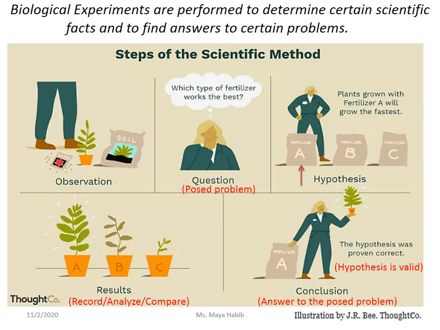In this example, the man has observed that the growth rate of plants varies depending on the type of fertilizer he added to the soil. A question arises, and he wanted to know which fertilizer is the best for plant growth. In his opinion, fertilizer A is the best one to be used, but he was not sure. That's why he decided to perform an experiment in order to test if his hypothesis is valid or not.